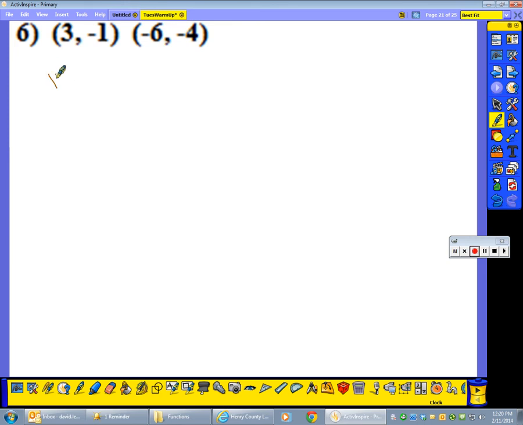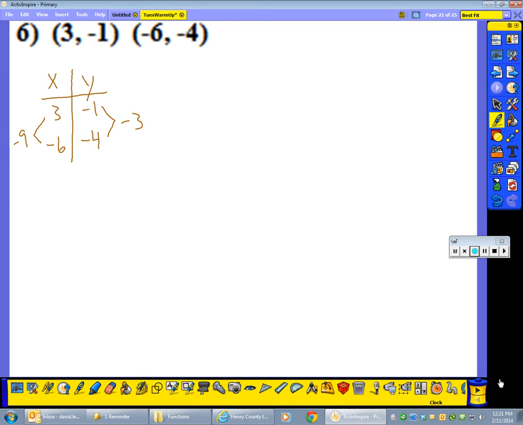Number 6 of x and y. And so we've got 3 and negative 1, negative 6, and negative 4. The difference from negative 1 to negative 4 is a difference of a negative 3. And from 3 to negative 6 is going to be a negative 9, actually. So that's a pretty big difference. Because if you go from 3 to 0, that's 3 places, and then from 0 to negative 6, that's 6 places. So in total, you're moving down 9 places.